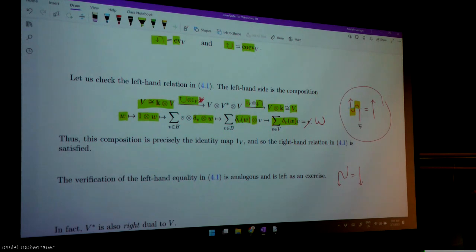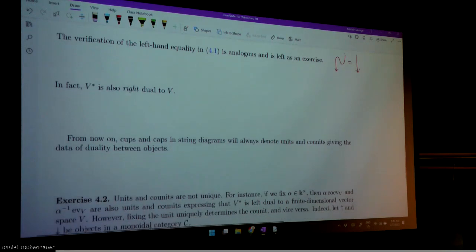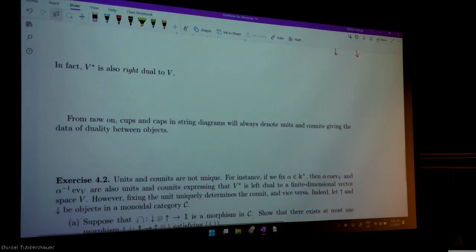And even though I worked in vector spaces here, you could be working with modules over a group or modules over a Lie algebra, and it's the exact same proof that shows that the dual that you're used to in the traditional sense is the dual in this categorical sense as well. You use the evaluation map and the co-evaluation map, this exact same proof. Okay, so from now on, our convention is that cups and caps will always denote units and co-units giving a duality, just like we adopted the convention that crossings were this special type of morphism that's involved in symmetry data.